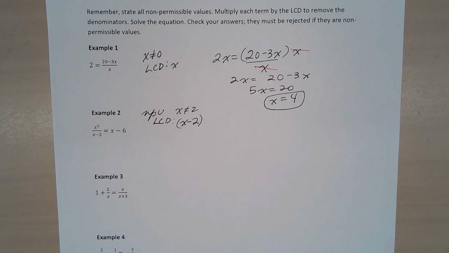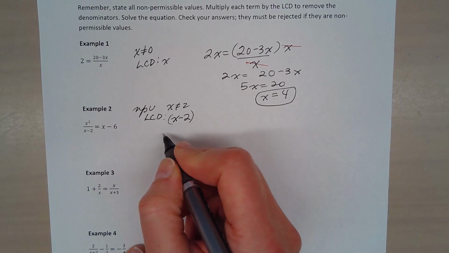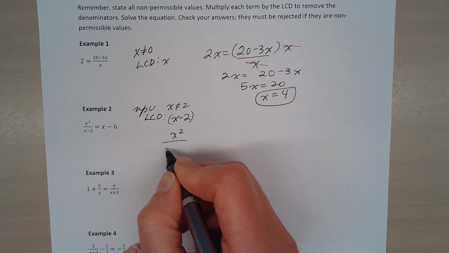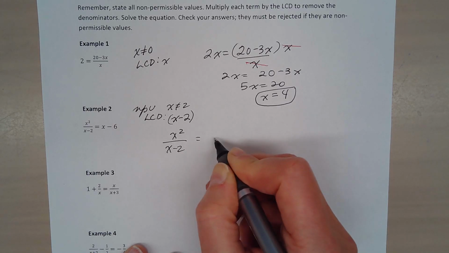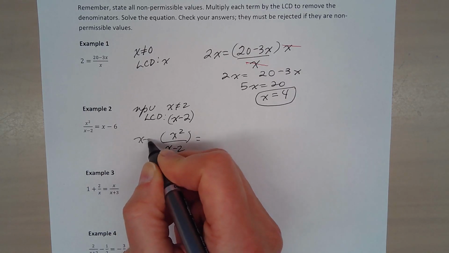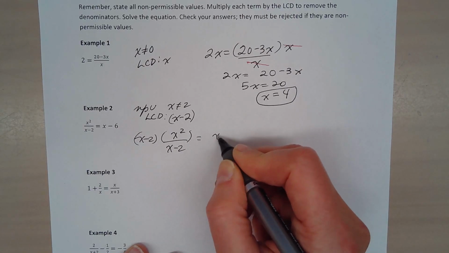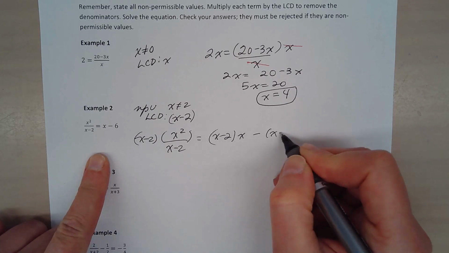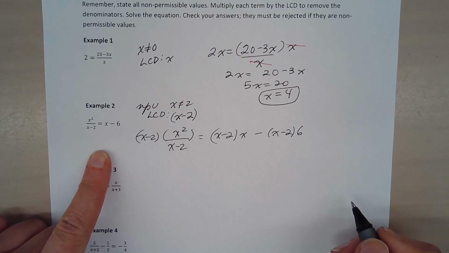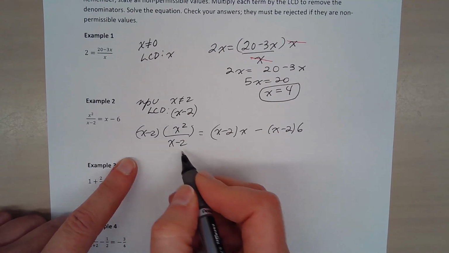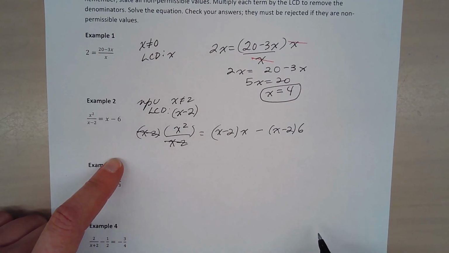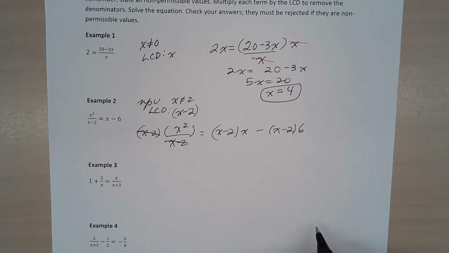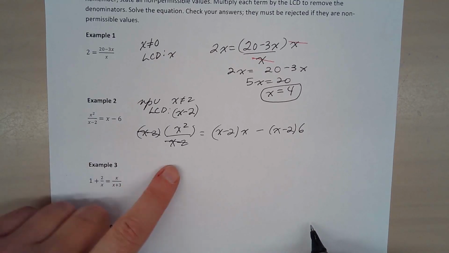So hopefully you've had time to look at this one. So my LCD is x minus 2. Every term has to be multiplied by x minus 2, right? So if that happens, I get x squared. So this term has to be multiplied by x minus 2. X has to be multiplied by x minus 2. And 6 has to be multiplied by x minus 2, right? Now, if you didn't show this, if you just kind of had these canceled in your head already and led with the x squared, that's fine. But see what happens here? There's only one denominator, that's going to be eliminated.